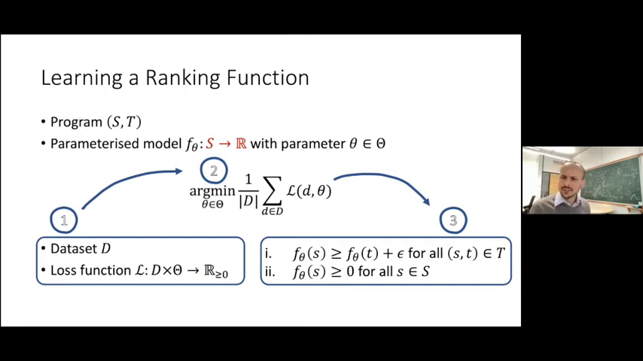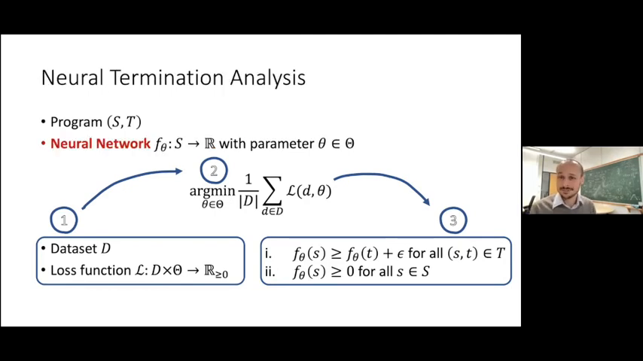And actually, no, there is another one. What's the parameterized model? First of all, what can it be? A neural network. The parameterized model is a neural network, and why? Very powerful approximator. It works very well in practice.